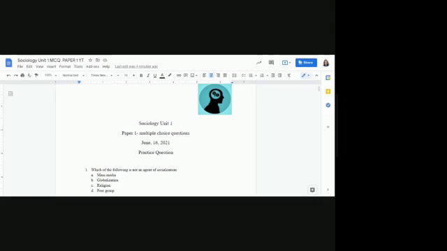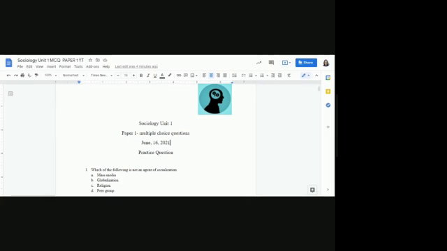Let's get started. The first lesson we're going to be looking at is Sociology Unit 1, and we're going to be looking at some multiple choice questions. So this is your MCQ. Please stay tuned while we look at our multiple choice questions in preparation for the CAPE examination.